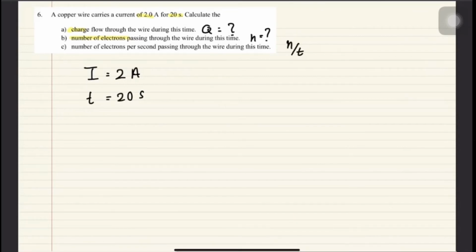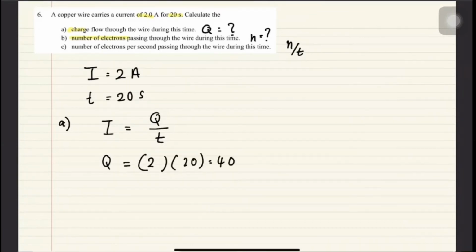So question A dia kata dia nak Q. Apa relation Q dengan I? Ingat tak? I sama dengan dQ dt kan, untuk instantaneous, tapi sebab ini average lah, jadi Q over T. Apa nak Q, so I darab T, I is 2, T is 20, you should get 40 coulomb.